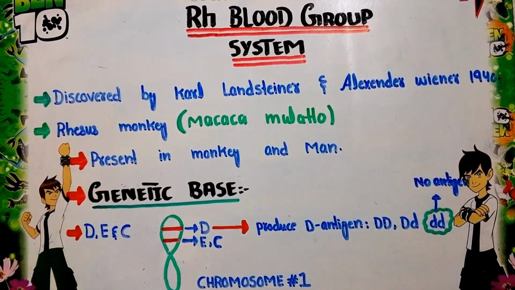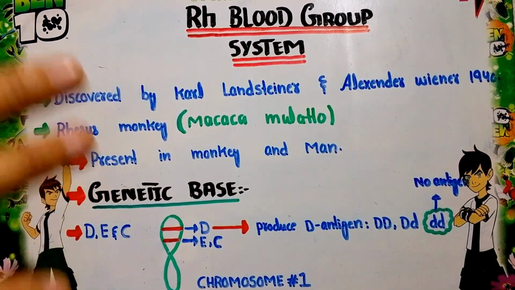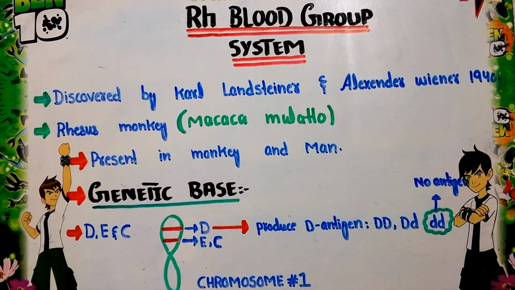Hi student, in this video lecture we will talk about one of the important topics from genetics, that is the Rh blood group system. As we have a lot of blood group systems, the most clinically important blood group after the ABO blood group system is the Rh blood group system.